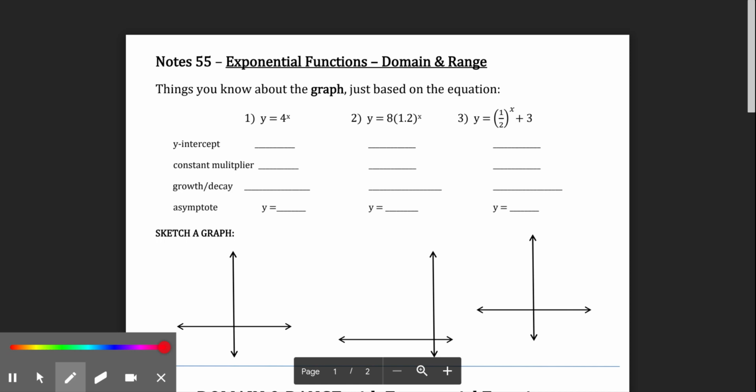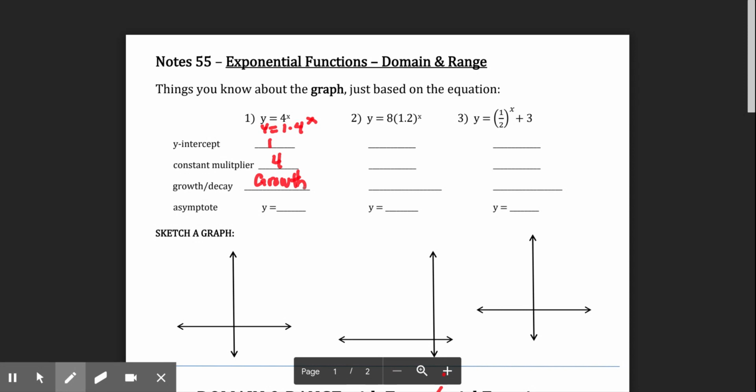We're going to be working with exponential functions and finding their domain and range. We've worked with exponential functions before, and you know that this equation would look like y equals 1 times 4 raised to the x power. So that 1 is going to be your y-intercept. The constant multiplier will be the number that's raised to the power, which would be 4. And since that 4 is greater than 1, it's going to be a growth.